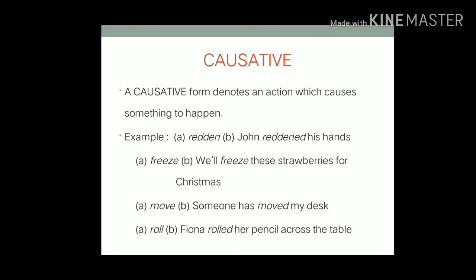What is a causative? A causative form denotes an action which causes something to happen. Here I will show you some examples of causatives. The first example is redden: John reddened his hands. The second one is freeze: we will freeze these strawberries for Christmas. Move: someone has moved my desk. Roll: Fiona rolled her pencil across the table.